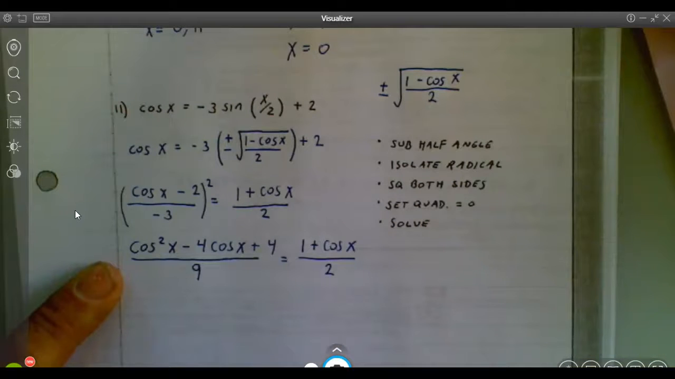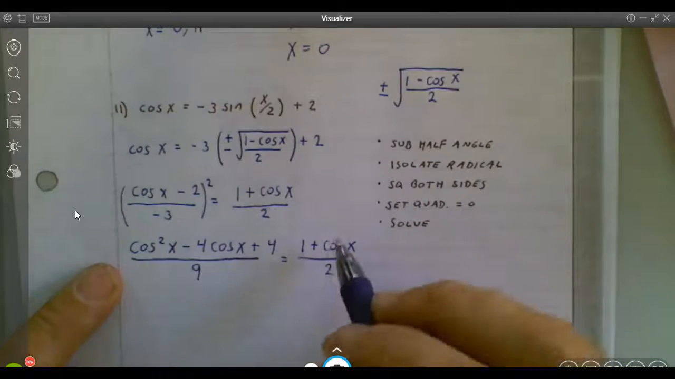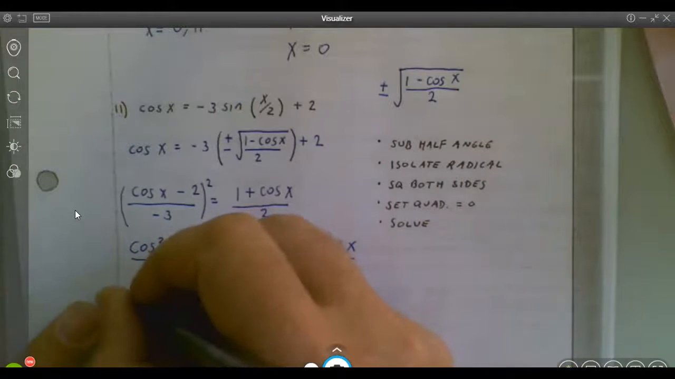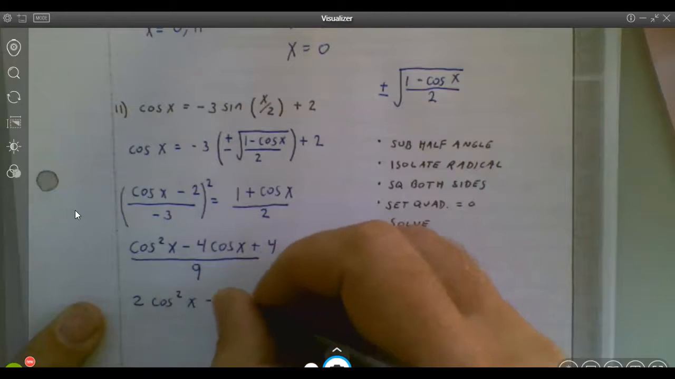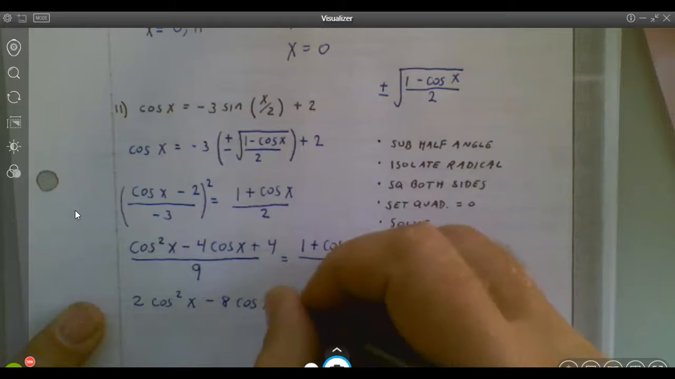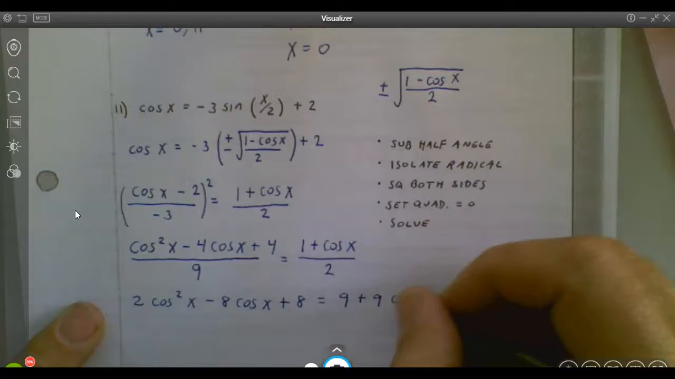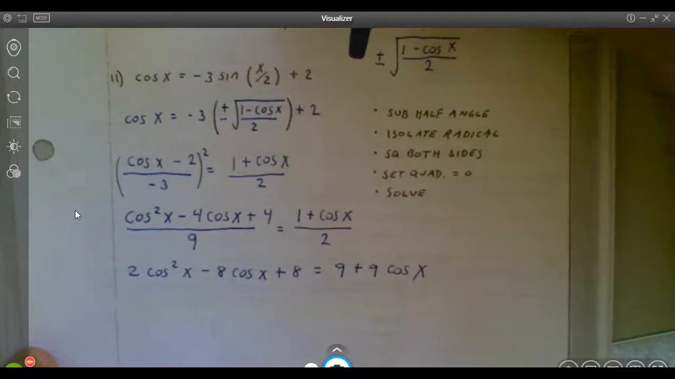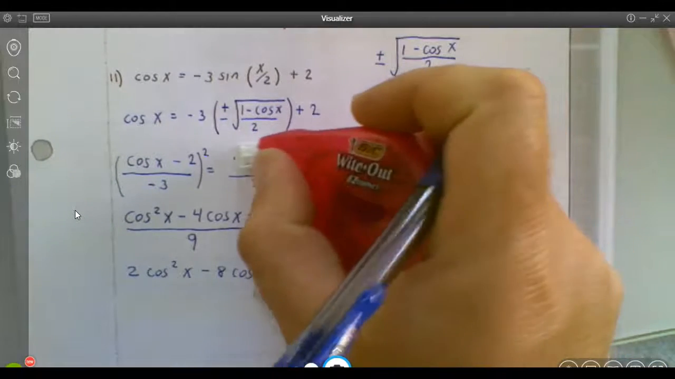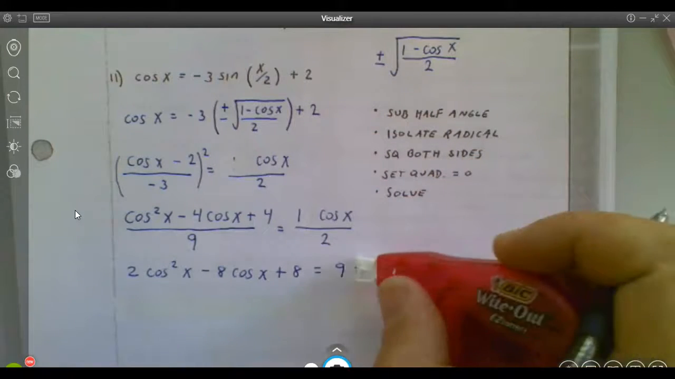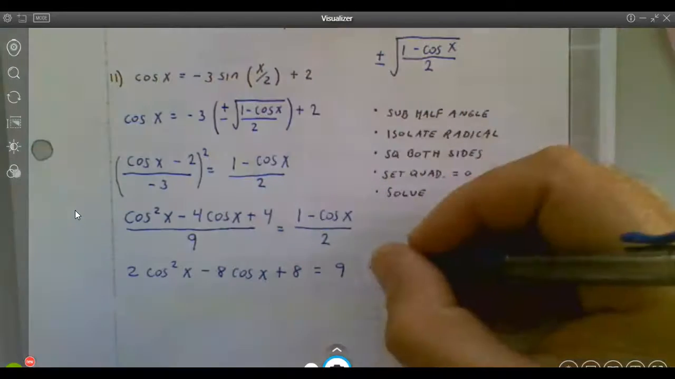So it looks like this. From here you could cross multiply. So I'm going to multiply my 2 over to here and my 9 over to here. So if I bring the 2 over, it becomes 2 cosine squared of x minus 8 cosine x plus 8. On the other side, I brought the 9 over, so it becomes this. And I'm just now noticing the mistake in my work that I made earlier. Somehow my minus became a plus. I'm not sure how that happened. Let me change that to a minus before we get too far. So I should have said 1 minus cosine.